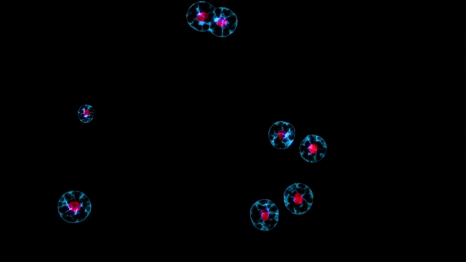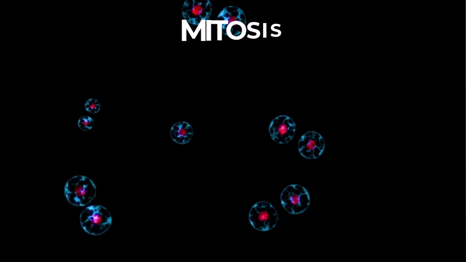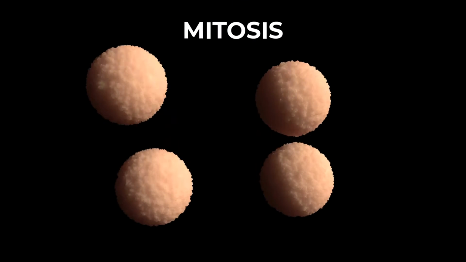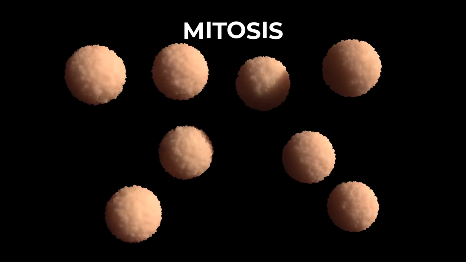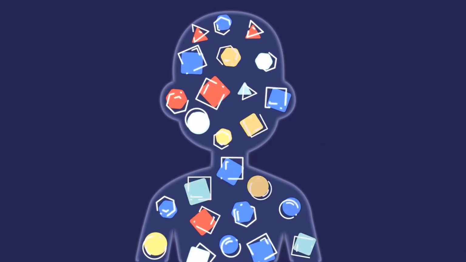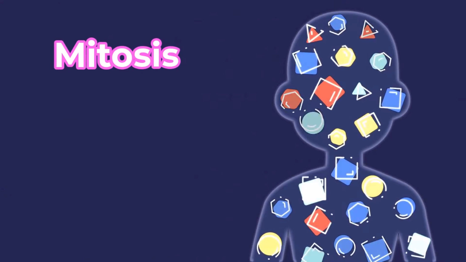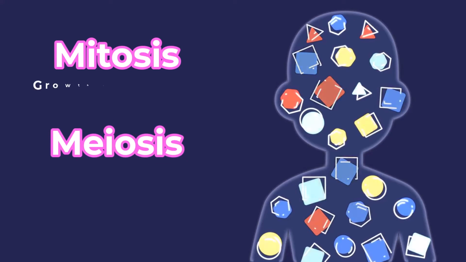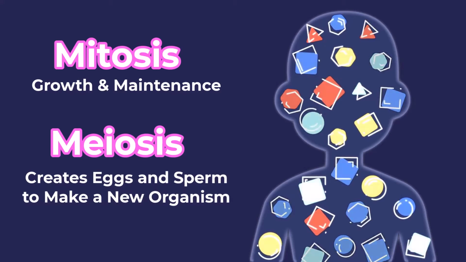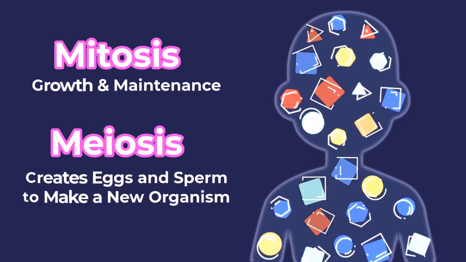The type of cell division responsible for asexual reproduction and for the growth and maintenance of multicellular organisms is called mitosis. Mitosis is used in humans for growth, repair, and replacement of old cells. There are two kinds of cell division that take place in sexually reproducing organisms: mitosis and meiosis. Mitosis is for growth and maintenance, and meiosis is for reproduction of a new organism.